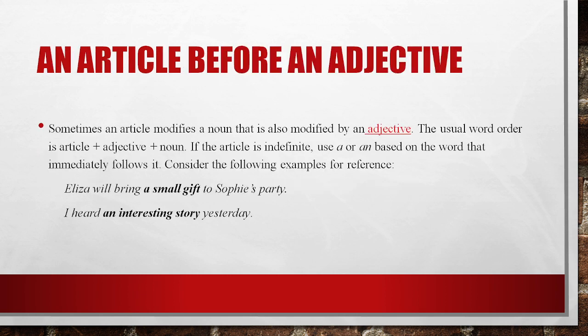An article before an adjective. Sometimes an article modifies a noun that is also modified by an adjective. The usual word order is article plus adjective plus noun. If the article is indefinite, use a or an based on the word that immediately follows it. Consider the following examples for reference. Lisa will bring a small gift to Sophie's party. I heard an interesting story yesterday. So, in both these sentences, we can see the adjectives small and interesting.